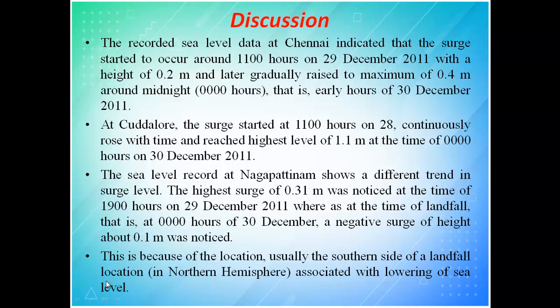This is because of the location. Usually the south side of the landfall location is associated with the lowering of sea level. This is the structure of the earth itself, that is the northern hemisphere. So when you have a cyclone, the south of the cyclone will receive less, and the north of the cyclone usually gets more, and most of the time this is what happens.